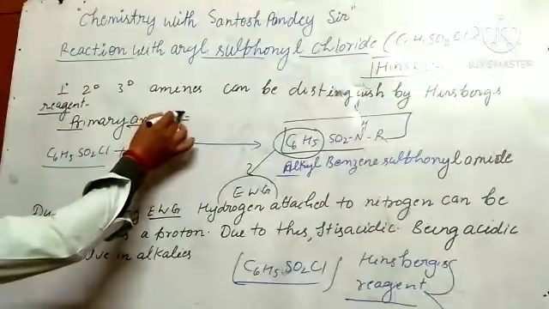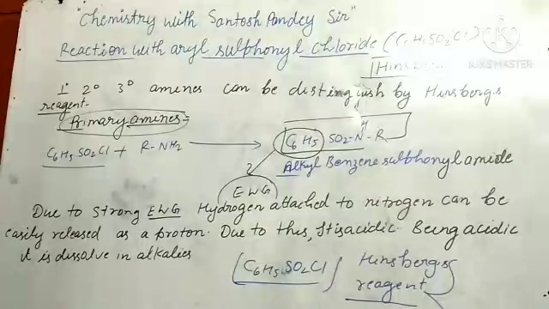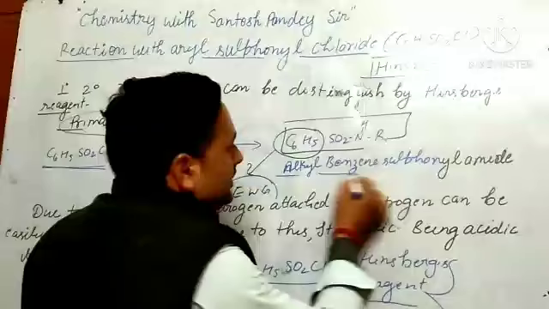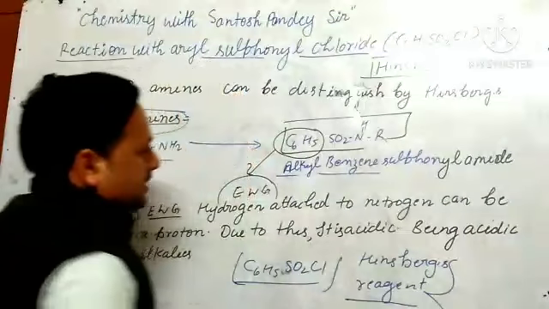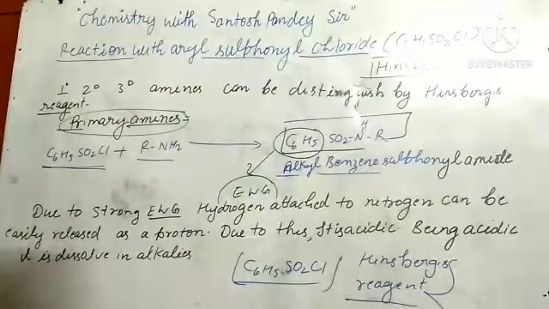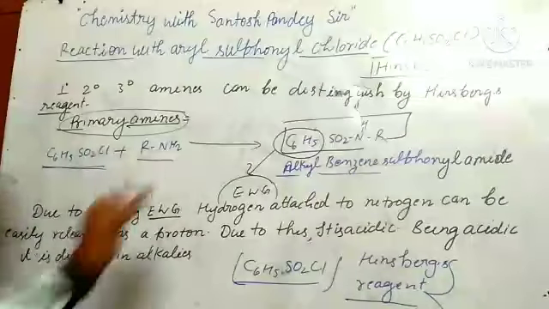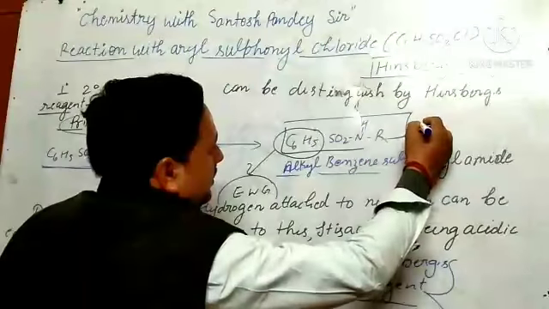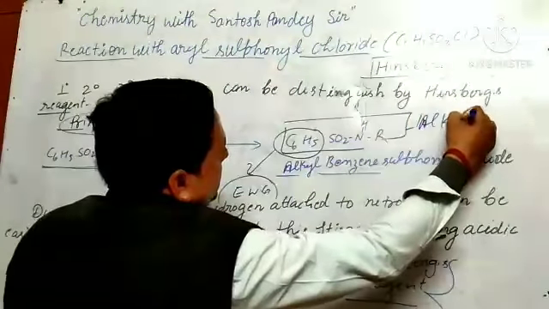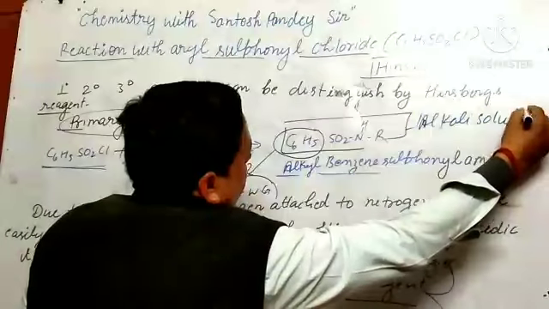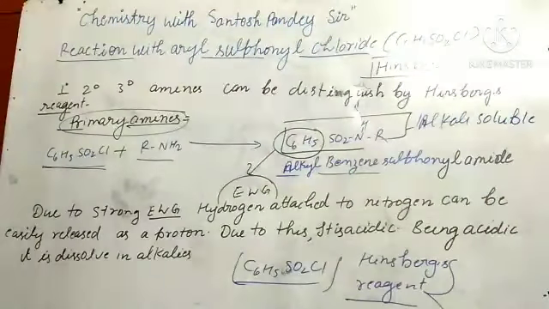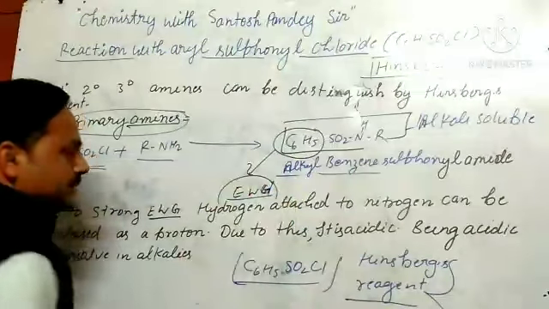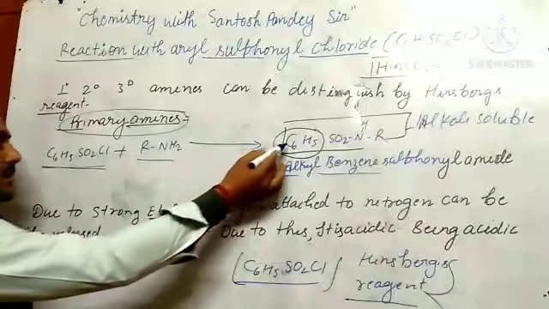When we take primary amines, benzene sulfonyl chloride reacts with primary amines to form alkyl benzene sulfonyl amide, which is alkali soluble. Why? The sulfonyl group is an electron withdrawing group.